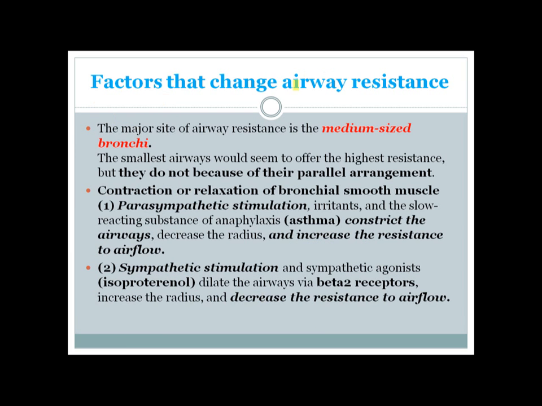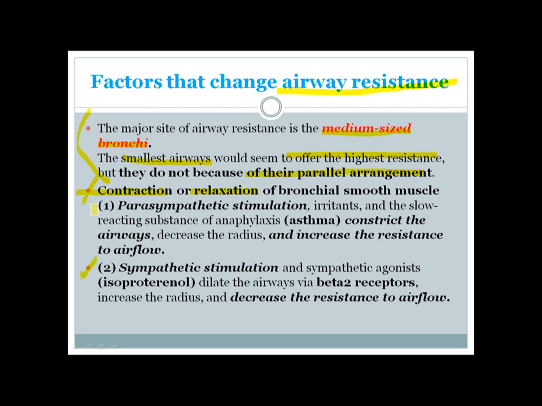So let's talk about the factors that change the airway resistance. The major site of the airway resistance is the medium-sized bronchi, as opposed to the smaller airways. The typical concept would tell you that the smallest airways should offer the highest resistance, but this doesn't occur because of their parallel arrangement. You can change the resistance mainly by decreasing or increasing the radius of the airways. So you can either contract or relax the bronchial smooth muscle.